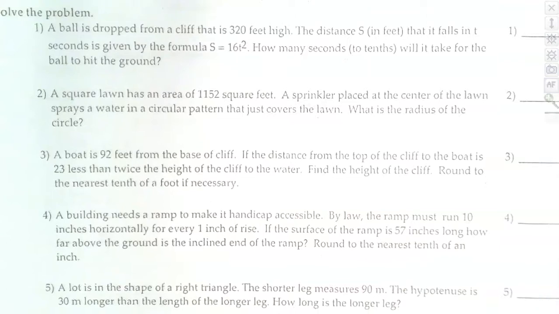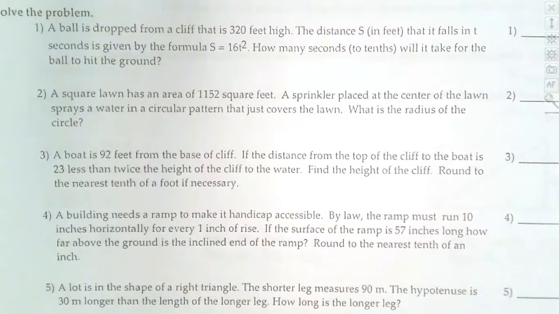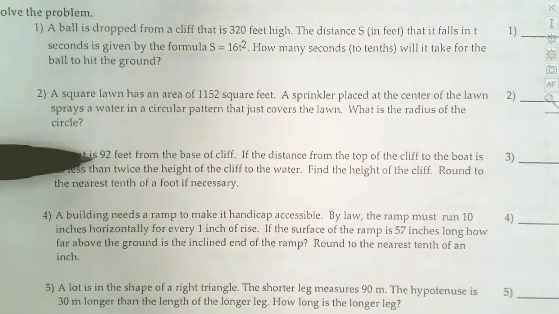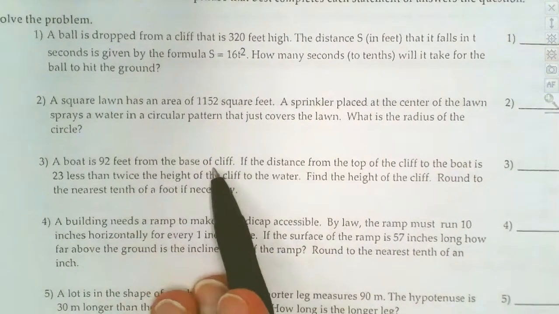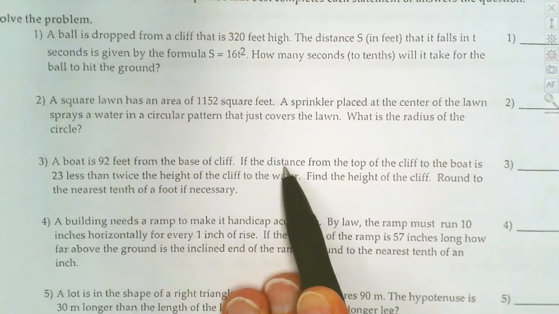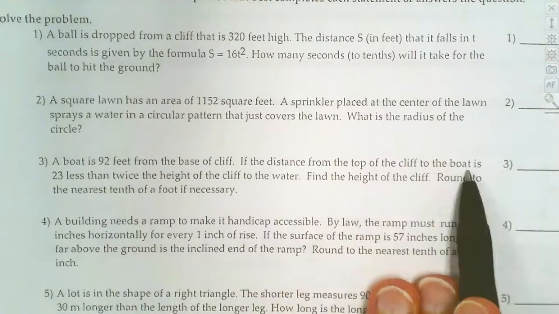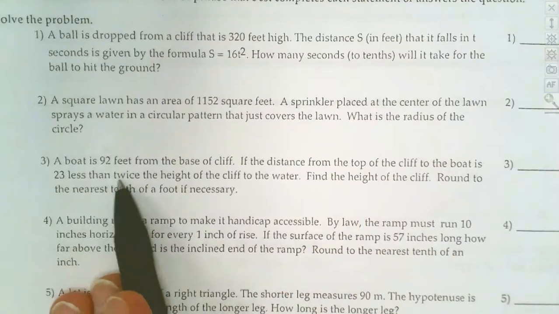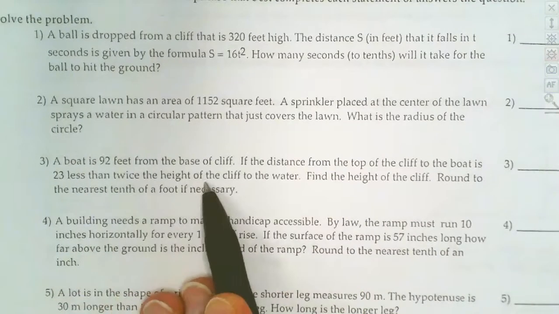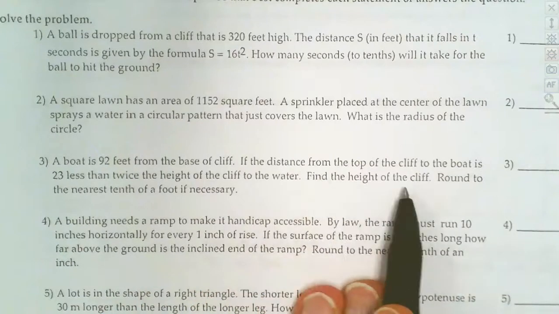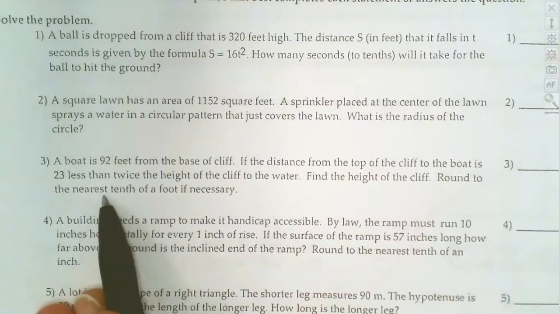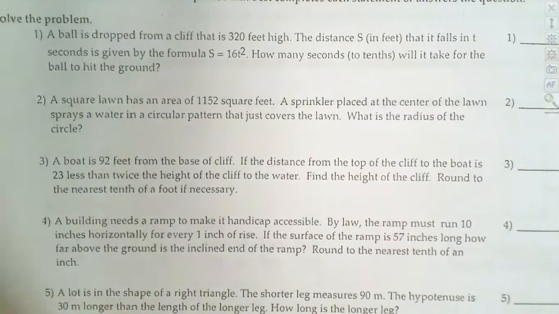And so this problem is going to involve the Pythagorean Theorem here. So we're going to read the question, and then we'll go through, set it up, and solve it. So let's look at question 3. A boat is 92 feet from the base of a cliff. If the distance from the top of the cliff to the boat is 23 less than twice the height of the cliff to the water, find the height of the cliff. And they want you to round to the nearest tenth of a foot if necessary.